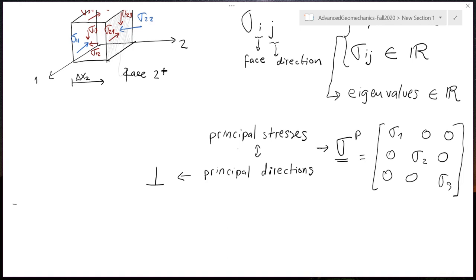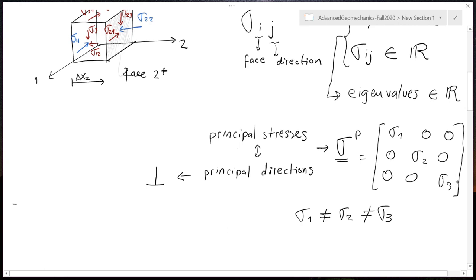Let me come back to the problem that we started with. Now we have principal stresses. Those are in general different values from each other. Let me add this in here. Sigma 1 in general is going to be different to sigma 2, and it's going to be different to sigma 3, and these are going to be the principal directions.